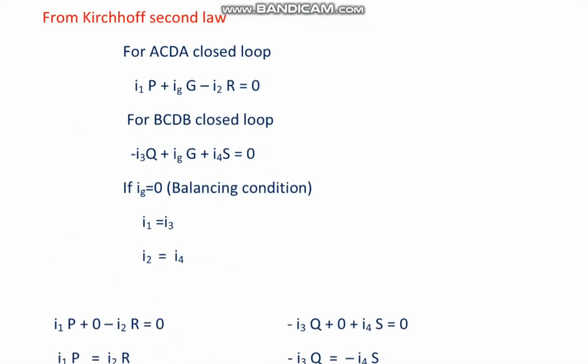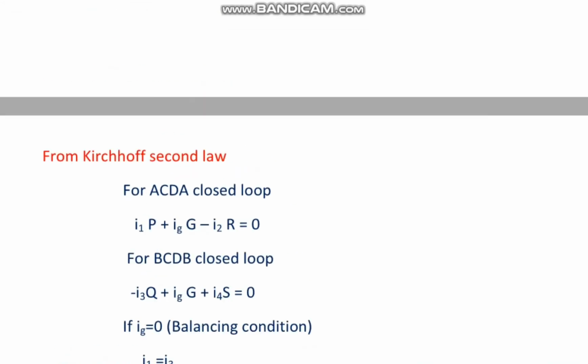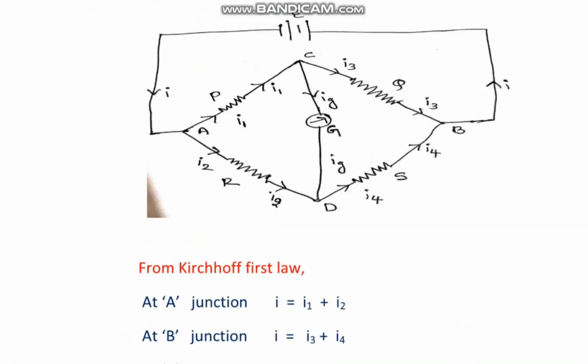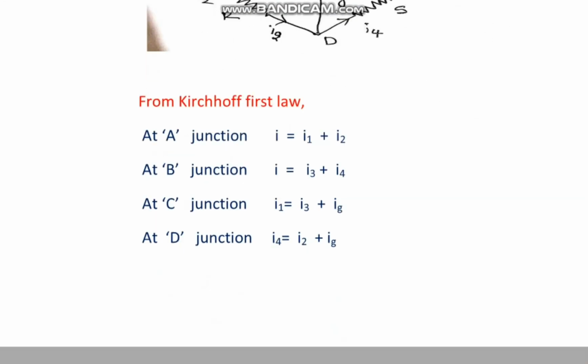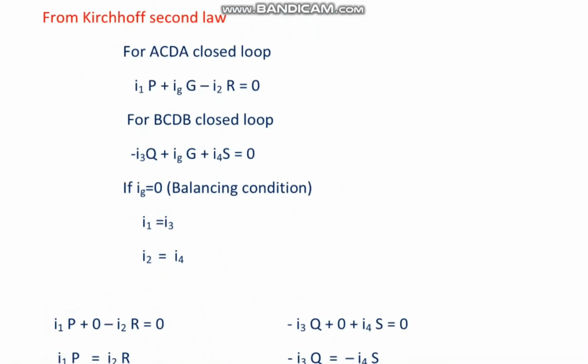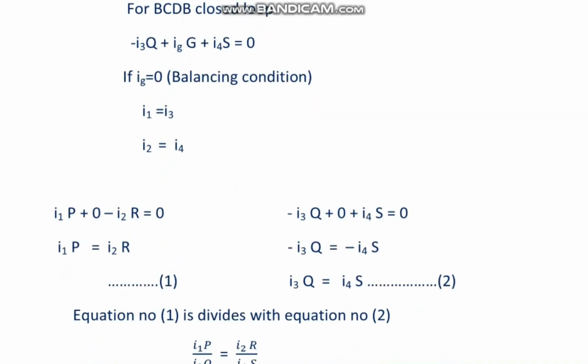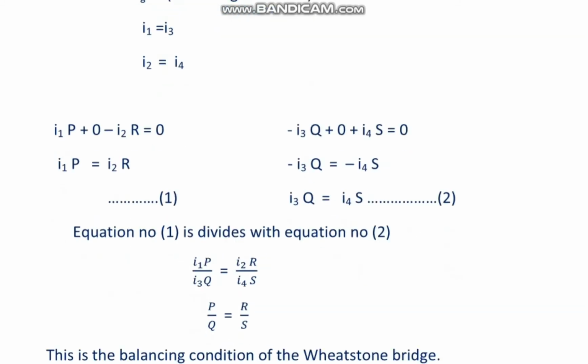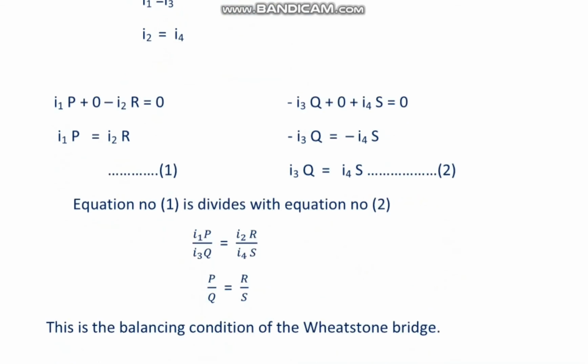Now we can apply Kirchhoff's second law. From the ACDA closed loop, when we observe this diagram, we can write the equation I1P plus IG G minus I2R is equal to 0. In the same way, for the BCDB closed loop, we can write minus I3Q plus IG G plus I4S is equal to 0. If IG is 0, meaning the galvanometer deflection is 0, then I1 is equal to I3 and I2 is equal to I4. This is called the balancing condition. So the balancing conditions are I1 equals I3 and I2 equals I4.